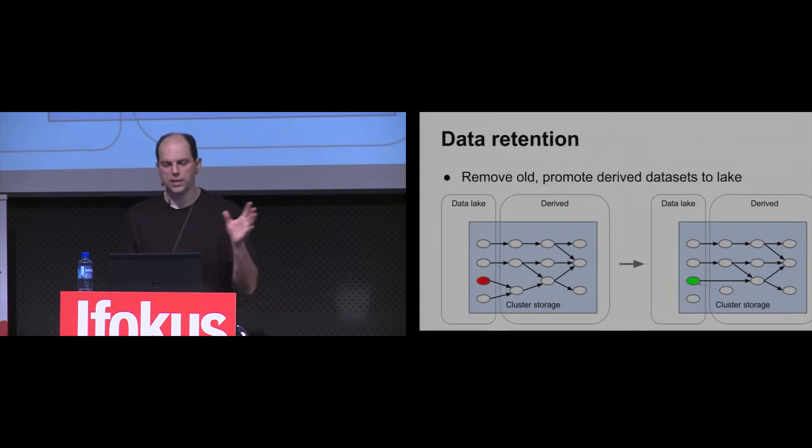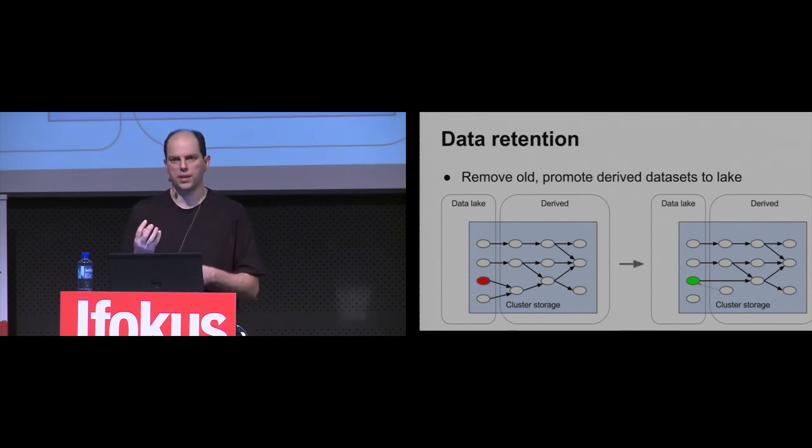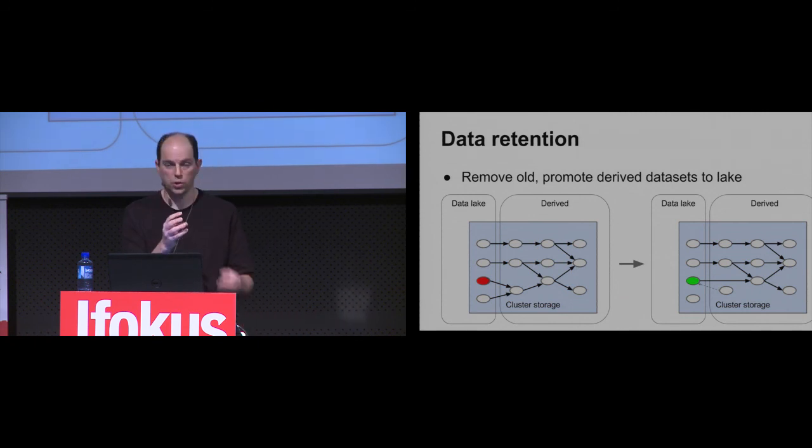So in order to delete all data, what you can do is you take the data sets that have been derived from a piece of data, and you discard the original raw data, and you promote these derived data sets to the data lake. You can no longer rerun that first part of the computation, but your downstream workflow still works. So this is a simple way to do it. You just have to have some mechanism to do it.